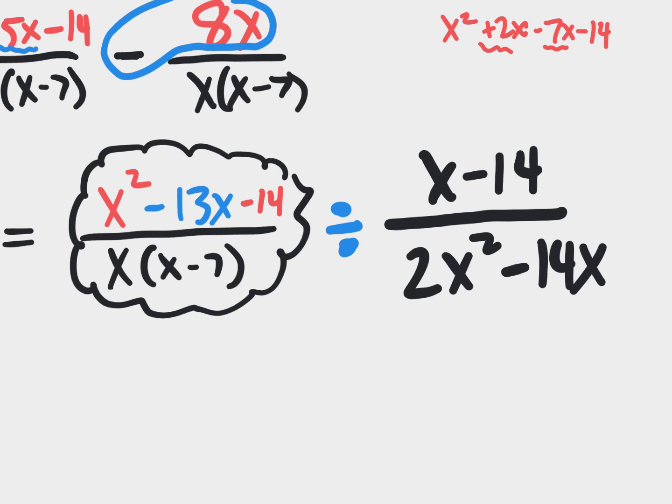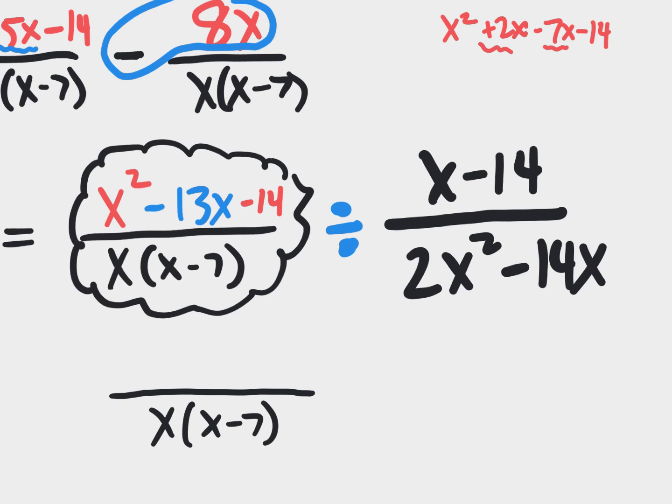So the first fraction doesn't change. You're just going to rewrite it. But you might as well factor anything possible. The first fraction's denominator is x times x minus 7. It's already in factored form. Let's leave it like that. Don't distribute the x. That'd be pointless.